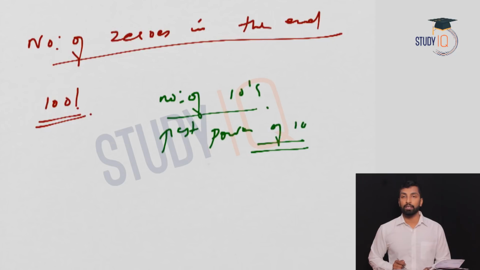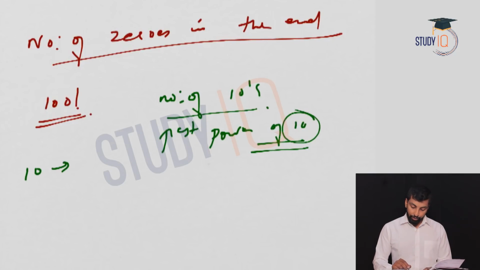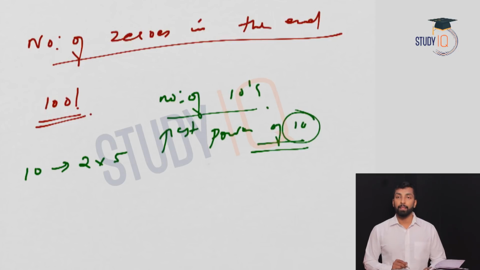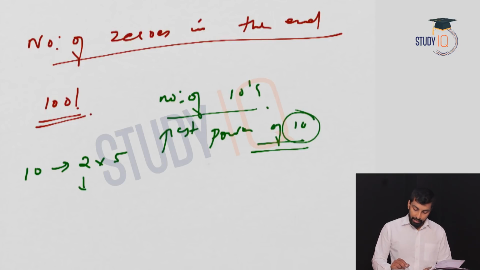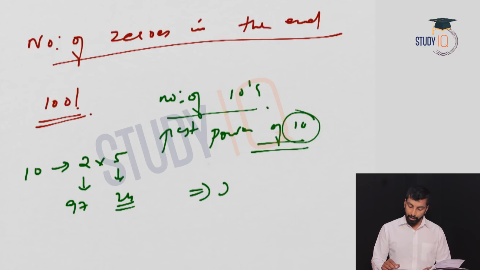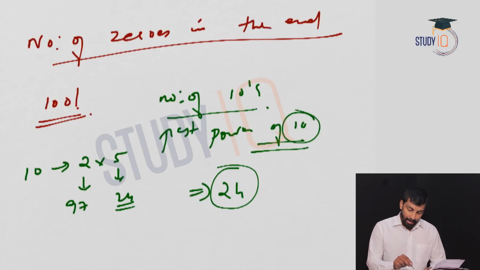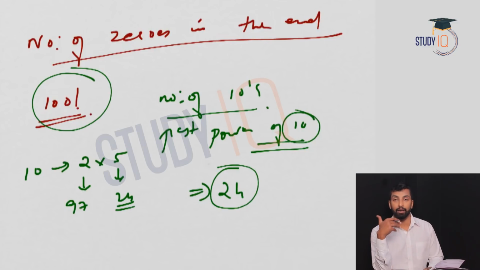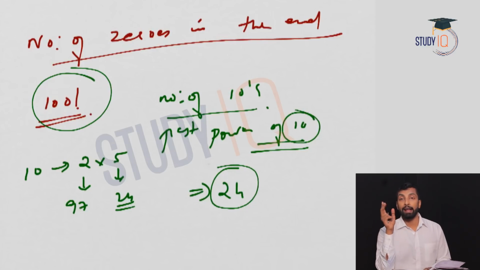Now you know the method for this directly, right? Because this is a composite number. 10 you will have to write it as 2 into 5, right? Then how many 2's are there in 100 factorial? You know 97. How many 5's are there? You already know this is 24. So how many zeros will be there? 24. So whatever be the number, instead of 100 it can be 200, 300, 500 or whatever it is. Effectively you need to find number of tens.